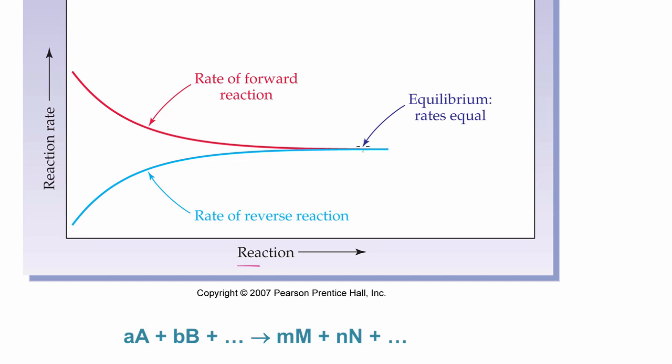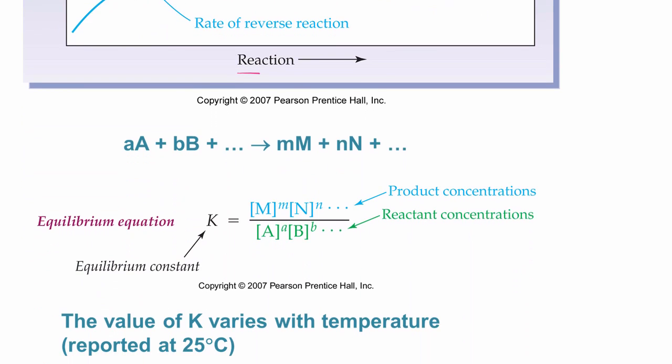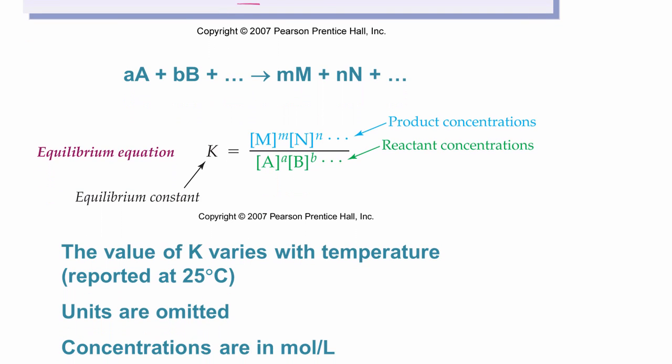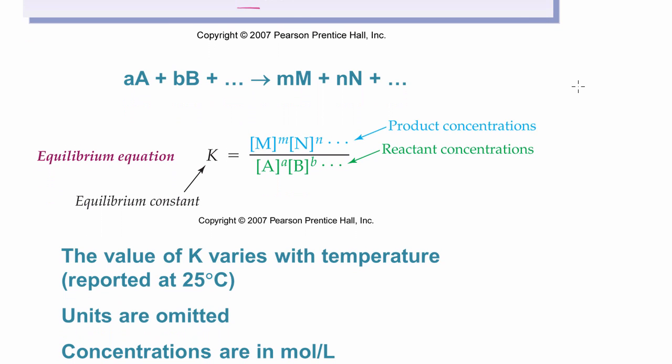And at some point, we see that both the reaction rates, the reaction rate for the forward and the reaction rate for the reverse reaction, become equal to one another. This is equilibrium. Let's take a look at some equations and then we'll talk more about equilibrium.